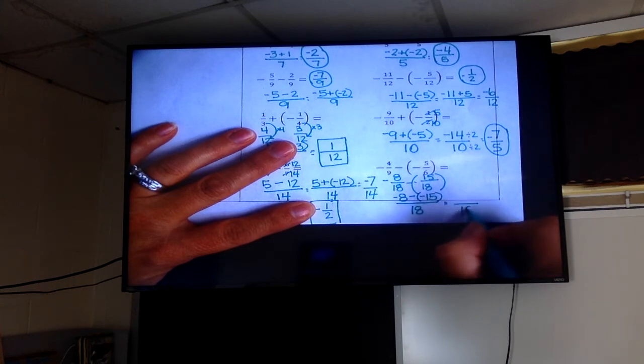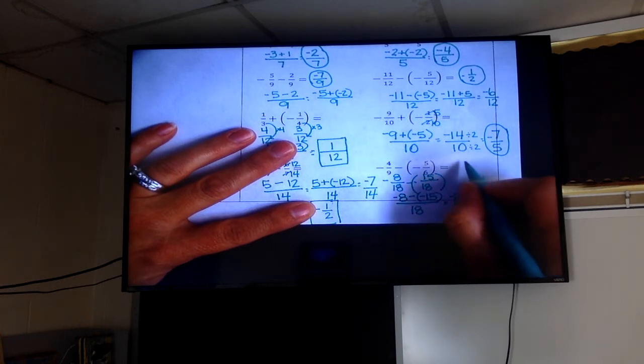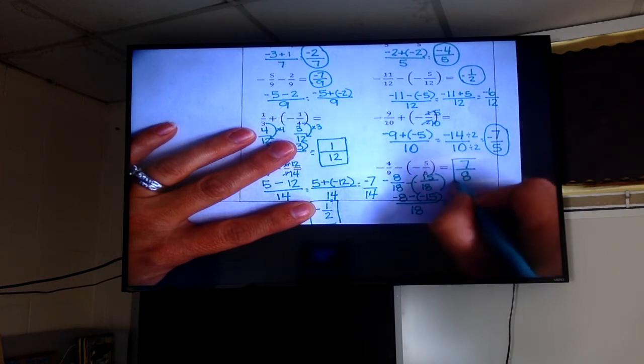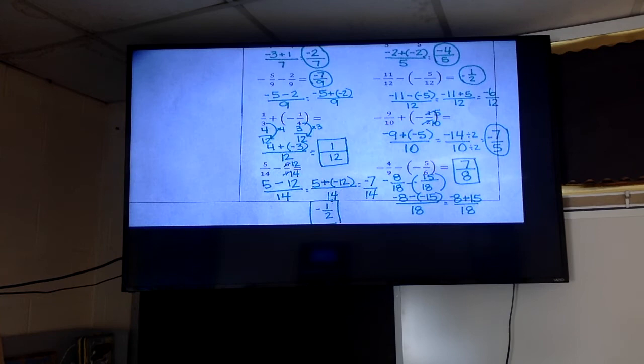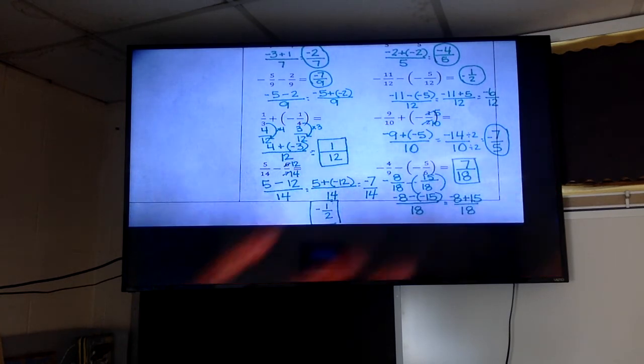Okay, denominator stays the same. I know I need to leave, change, opposite. My signs are different, which means I'm going to subtract, and 15 minus 8 is 7. And my denominator stays the same. So 7/8 is my answer. Oh, sorry, 7/18, my bad.